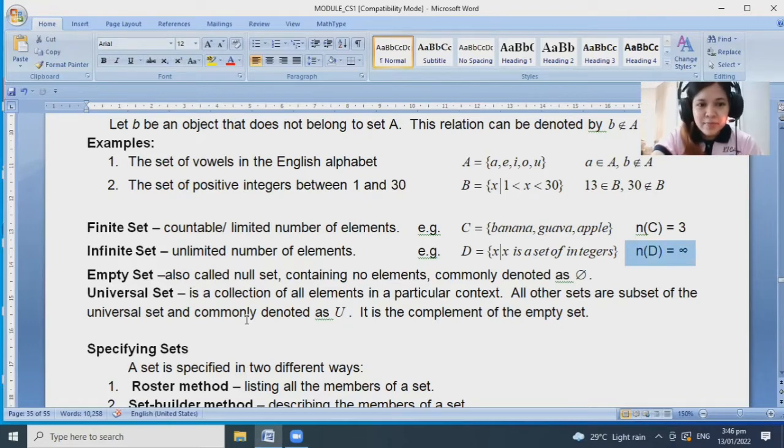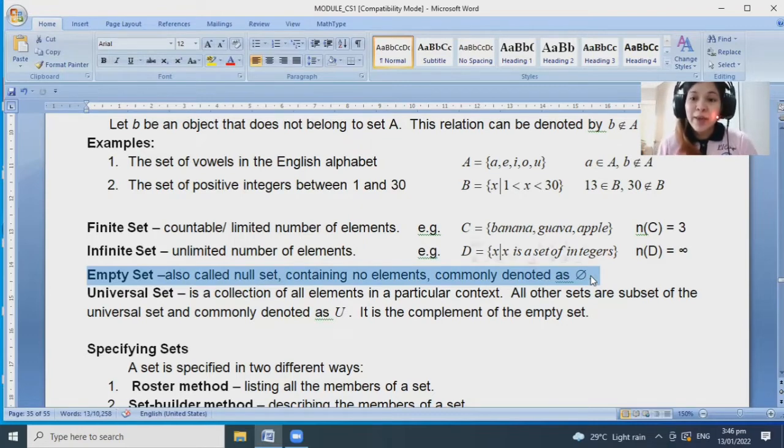Yan. Empty set. So empty, walang laman, also called as null set, containing no elements, commonly denoted as this symbol. Ang tawag dyan ay null symbol. Example, the set of whole numbers between 0 and 1. Wala naman, diba? Kasi ang whole number mismo ay yung 0 and 1. Sa pagitan ng 0 and 1, mga decimal point, decimal something saka fraction. So, hindi sila whole number. So, empty set ang sagot mo.